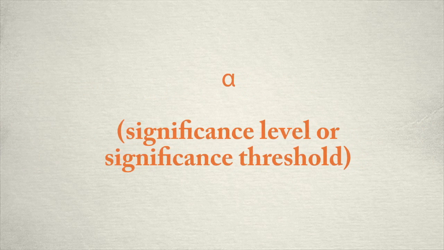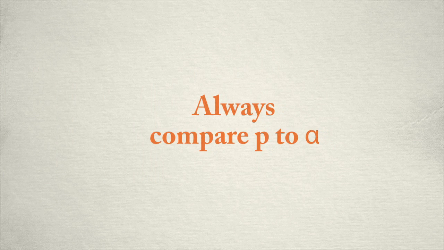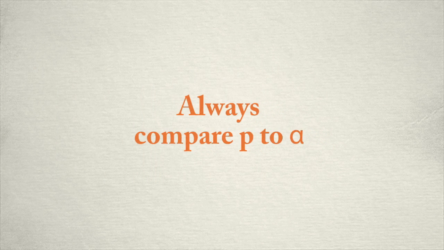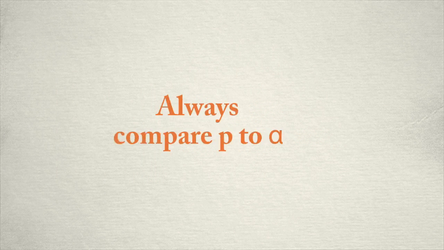To understand this, you should first understand what alpha represents. Alpha is a threshold. It's the bar that we need to cross. It's the value which p must pass to indicate significance. This means that we will always be comparing p to alpha. In every statistic that ever produces a p-value, we're always comparing p to alpha.